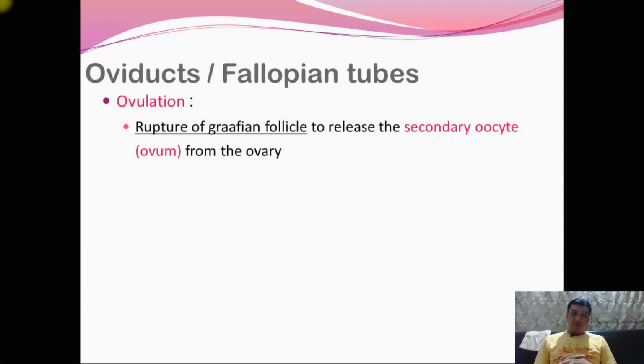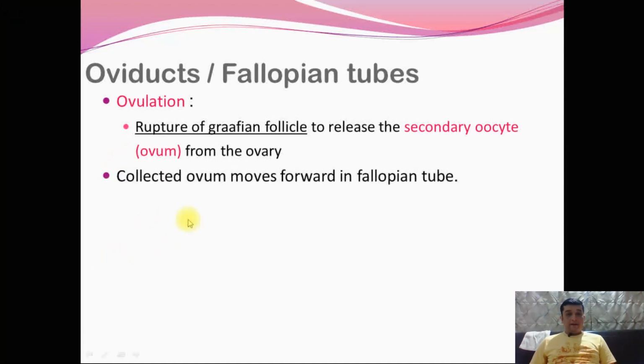Ovulation, as we have referred, is when there is a rupture of the Graafian follicle to release the secondary oocyte from the ovary. Once it is released, this collected ovum will move towards the fallopian tube. But you need to ask yourself how this structure is able to move in the fallopian tube.